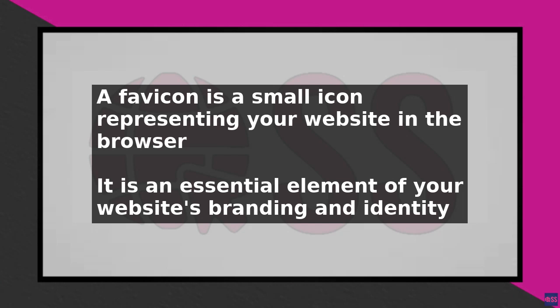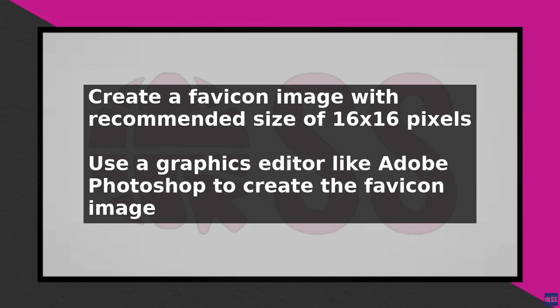First, you need to create a favicon image. The recommended size for a favicon is 16 by 16 pixels. But you can also use a larger image and Wix will resize it for you. You can use a graphics editor like Adobe Photoshop or GIMP to create your favicon image. Save the image as a PNG, JPEG, or GIF file.